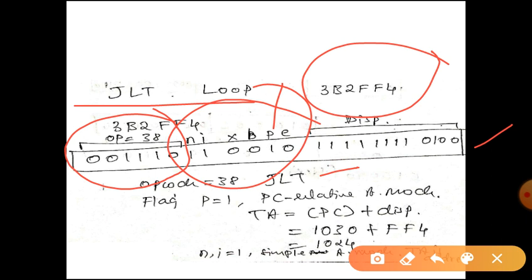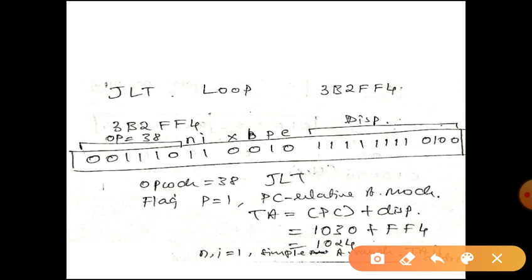program counter relative addressing mode. In the previous video I told that in program counter relative addressing mode, the target address is computed as content of PC plus displacement. Content of PC means the address of the next instruction. The address of the next instruction is 1030, and the content of displacement is FF4, and they will be added, again in hexadecimal. The result is 1024. That means jump to 1024. The target address is 1024. This is how it finds out where to continue the execution, by computing the target address using this formula.